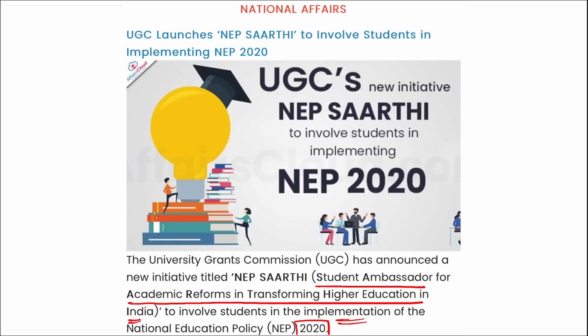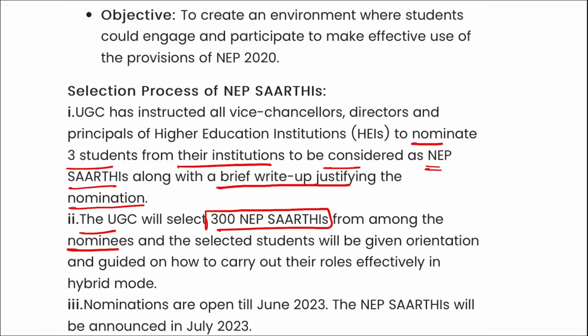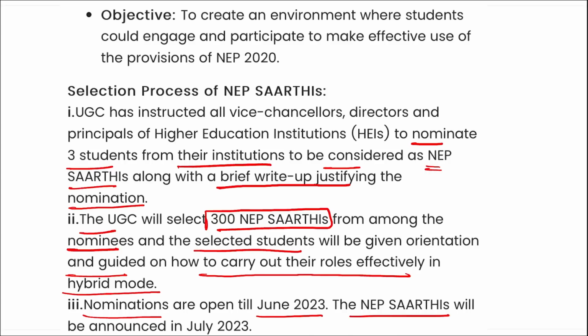Then there will be a selection process of NEP Saarthis. UGC has instructed all the vice chancellors, directors and principals of higher education institutes to nominate 3 students from their institutions to be considered as NEP Saarthis, along with a brief write-up justifying the nomination. The UGC will select 300 NEP Saarthis from among the nominees, and selected students will be given orientation and guided on how to carry out their roles effectively in the hybrid mode. Nominations are open till June 2023. The NEP Saarthis will be announced in July 2023.